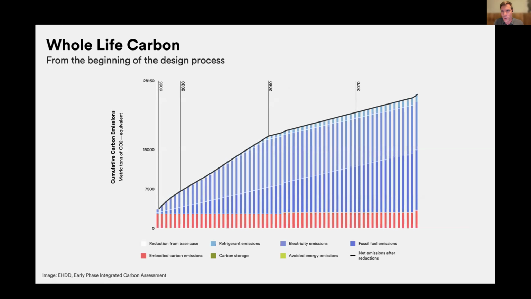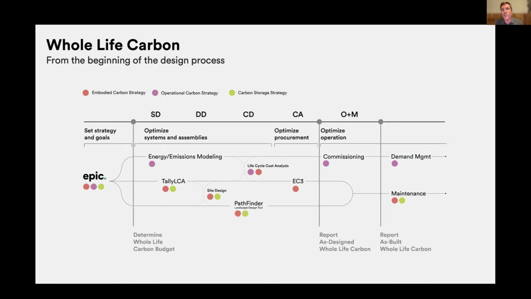And we see it as part of a currently splintered workflow in doing whole life carbon over the course of a building delivery process, where a tool like Epic or other great tools like CARE can be used at the beginning of a project to set strategy and determine goals.